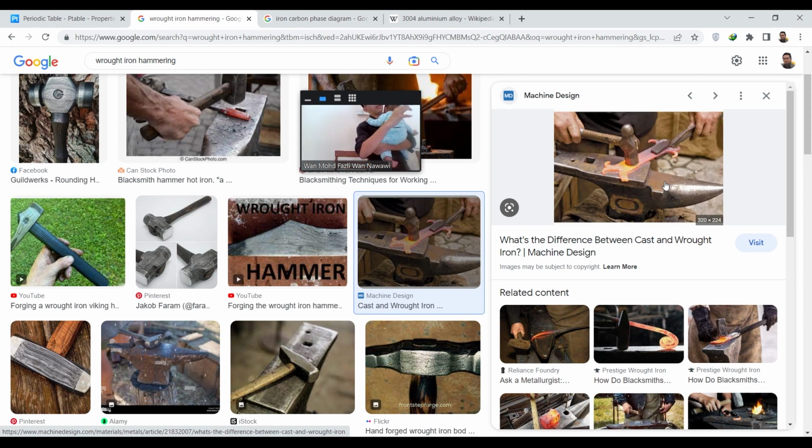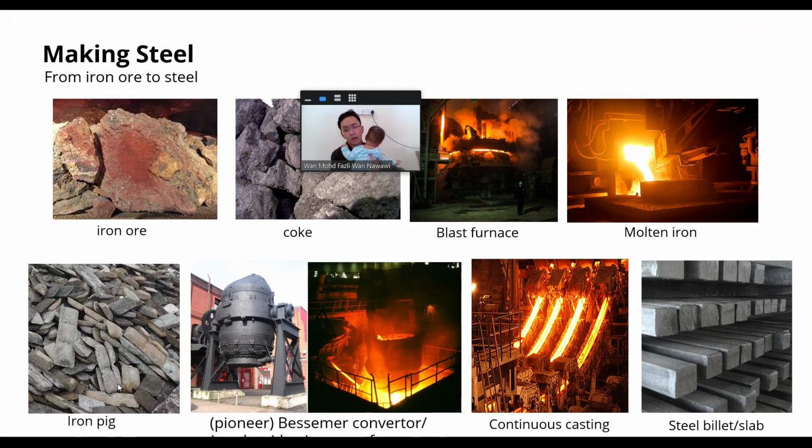But the problem with that is you need to hammer it individually. That's why in the Bessemer process, instead of hammering the iron peak, they just put it into the Bessemer converter and blast with oxygen or air, so that it removes the entire carbon, and then they add carbon later on. Okay, so I hope this is enough for the metal.